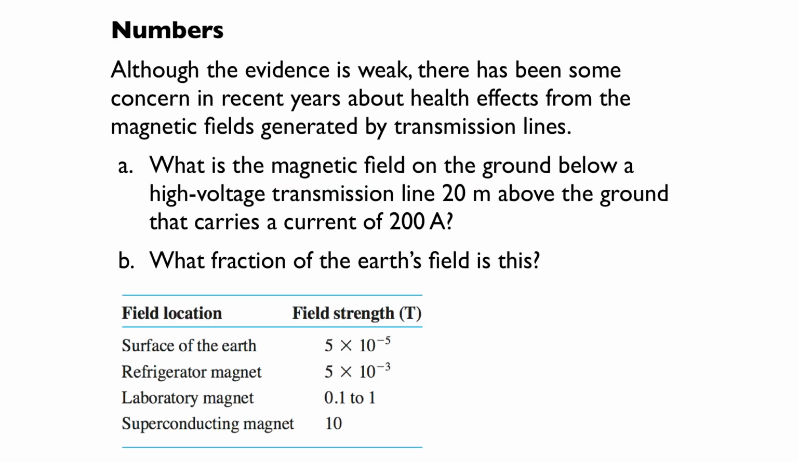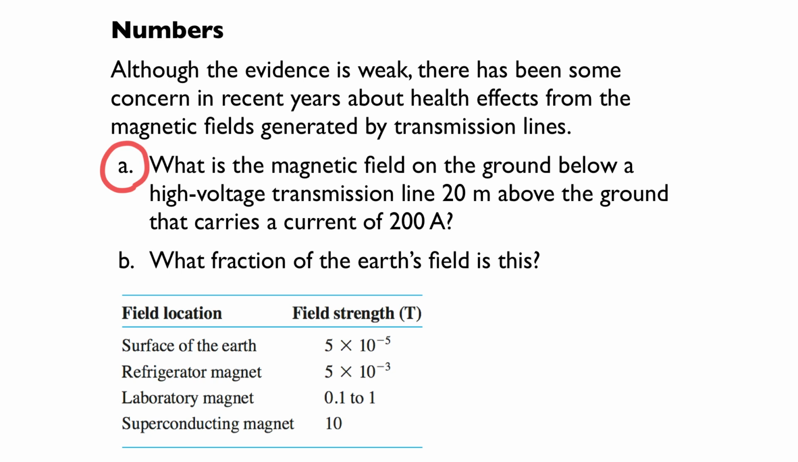And finally, we're going to look at a problem which has some numbers in it. Some people are worried about the magnetic fields generated by electric currents in transmission lines. And we just want to get a sense for how big those magnetic fields are. So here's the question. What is the magnetic field on the ground below a high voltage transmission line 20 meters above the ground that carries a current of 200 amps? And the next question is, what fraction of the Earth's field is this?